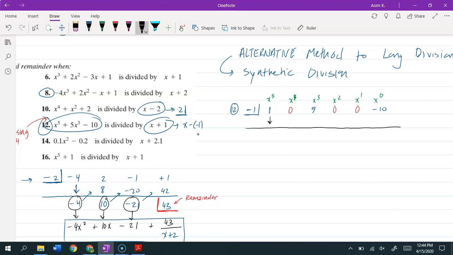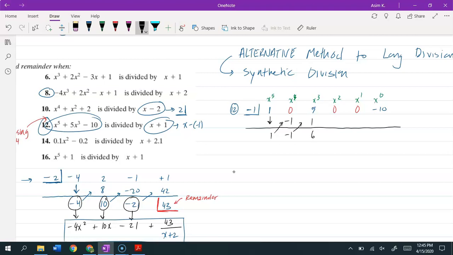You initiate this by bringing down the 1. Then you multiply the negative 1 and the 1, and you get negative 1, and that is going to go back into this spot, right? And that's why we put a placeholder there in the first place. Now 0 add negative 1 gives you negative 1, and then negative 1 multiplied by negative 1 gives you positive 1, so what goes back up here is a positive 1.